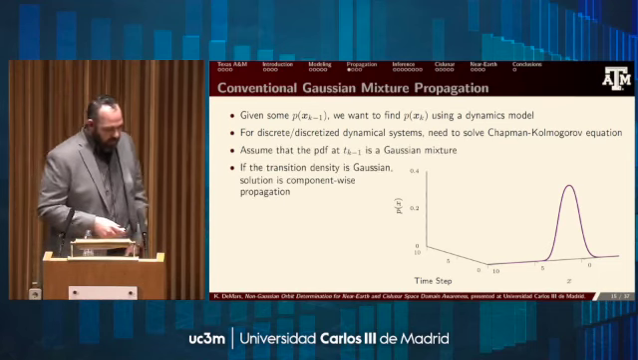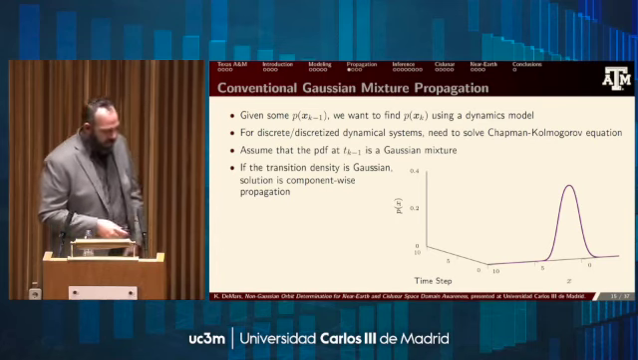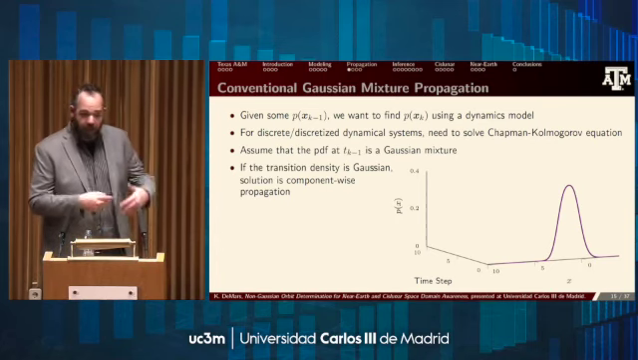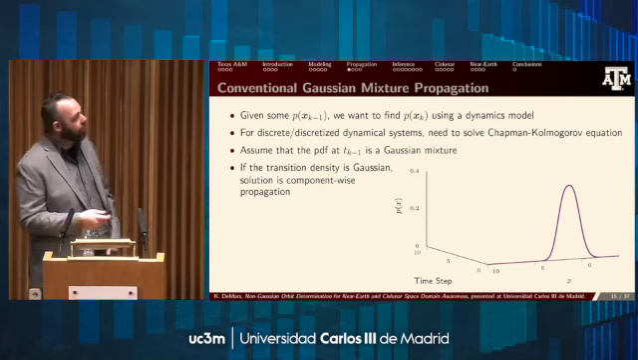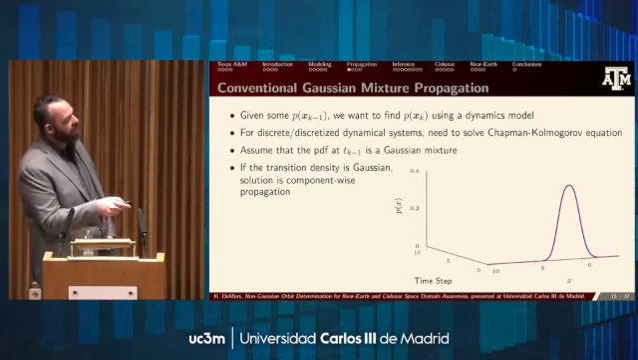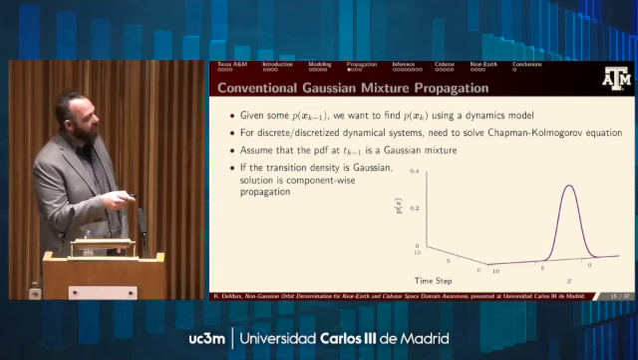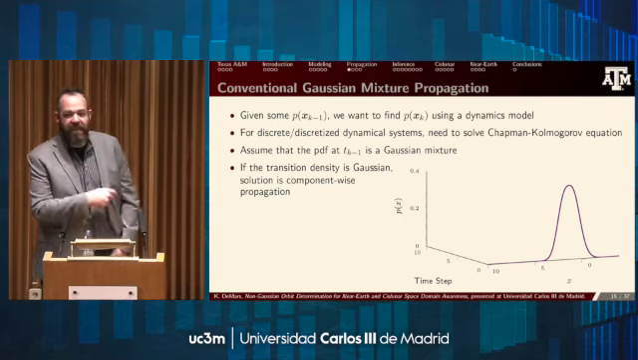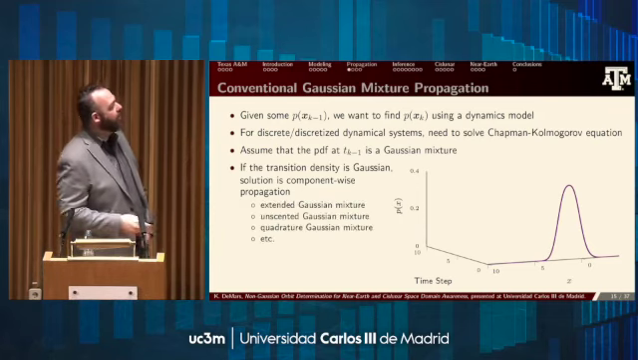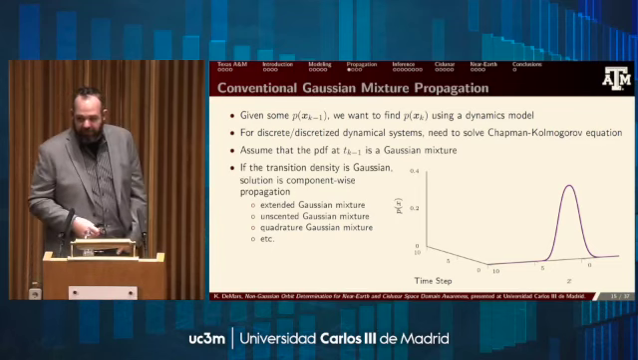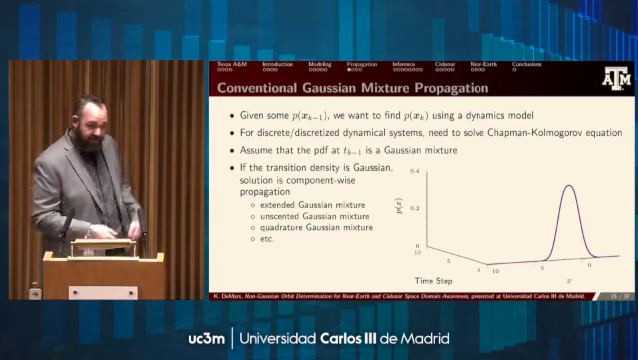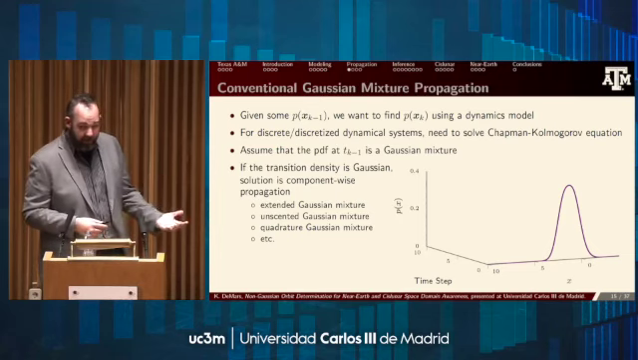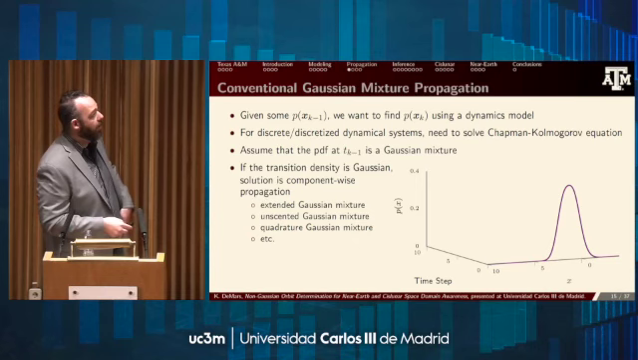If our PDF at some time is a Gaussian mixture, and if our transition density, which is our probabilistic model of the dynamics, is Gaussian, then the solution is component-wise propagation. That is to say, if I've got this PDF at some time, and it's a GM, and I want to know the PDF forward in time, I just need to take every component and propagate each one of them. This gives rise to a variety of flavors of propagation equations. If you use linearization, it's an extended Gaussian mixture. If you use the unscented transform, it's an unscented Gaussian mixture, so on and so forth.